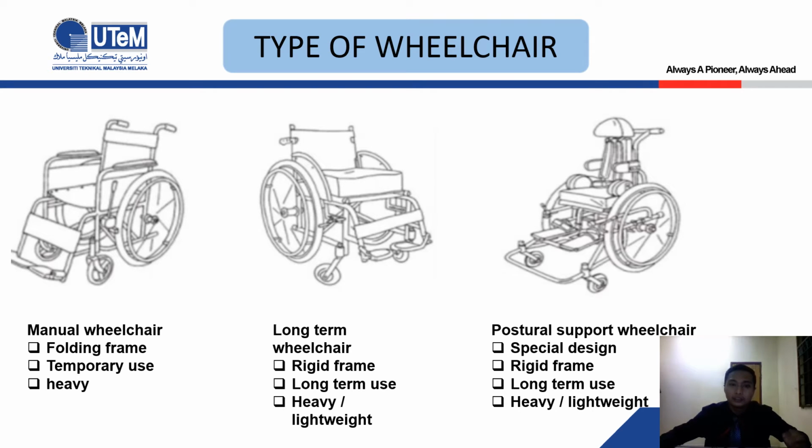And lastly, the postural support wheelchair. This type of wheelchair usually has a special design according to the needs of the user based on the illness of the patient. For example, the patient has a spinal cord problem and needs a frame that can grip the body. Usually this wheelchair has a rigid frame because it is used long term, and the weight can be heavy or lightweight based on the material used to develop this wheelchair.